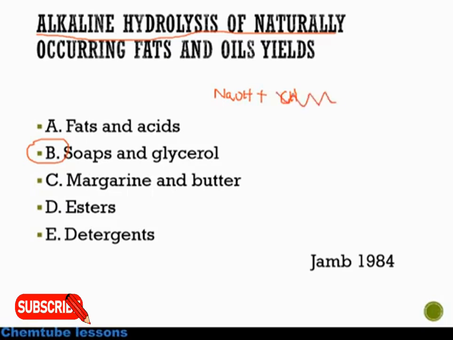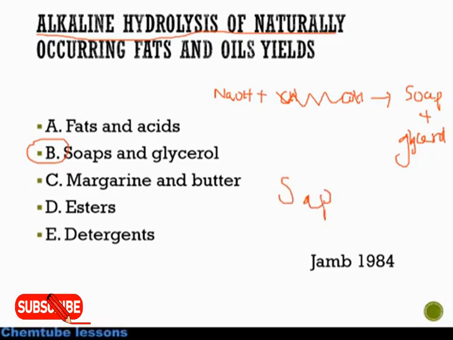Now when this reaction occurs, the product is soap and glycerol. The name of this reaction is called saponification reaction. Take notes. When you hear saponification, saponification reaction is a reaction between fatty acids and alkaline or sodium hydroxide to form soap and glycerol.